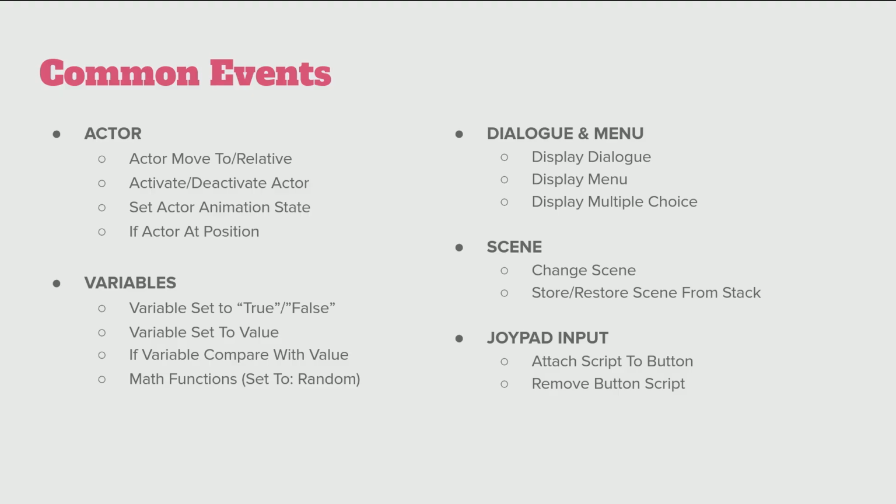It's very strange. Displaying dialogue and displaying menu act sort of the same, but displaying menu and displaying multiple choice allows you to use your cursor and pick different options and then assign variables based on which option you picked, right? Is it a yes or no question? Do they answer yes? Set that to true. Do they answer no? Set it to false, and then check it and do something else.